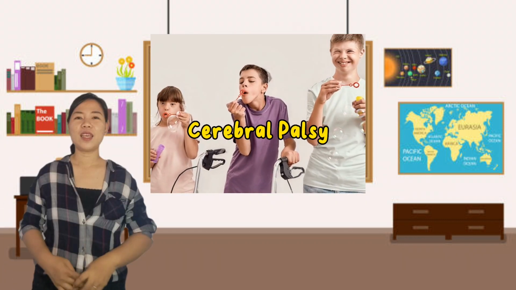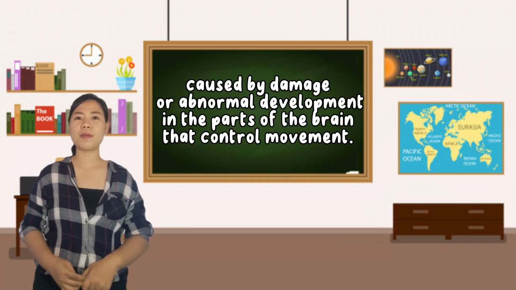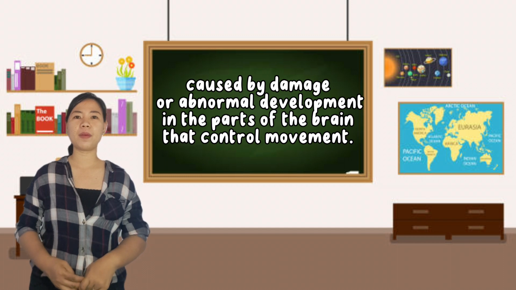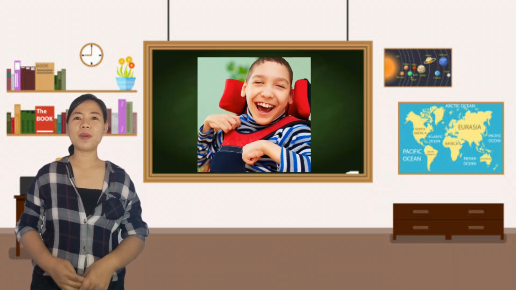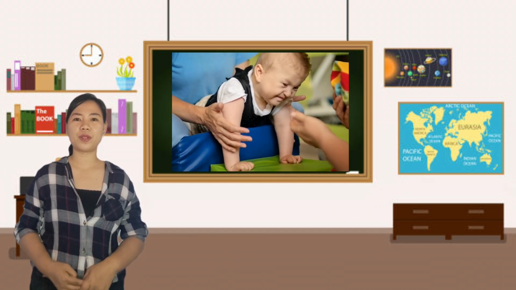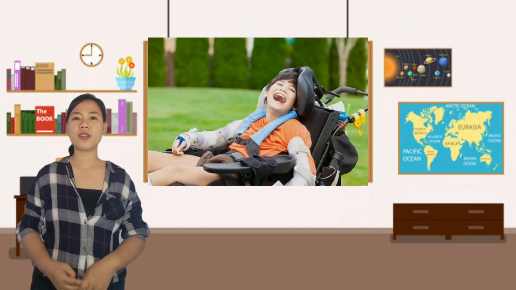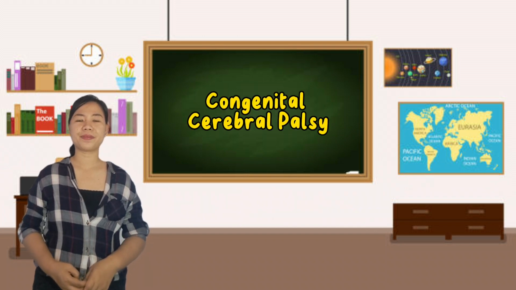Now, let's talk about cerebral palsy. Cerebral palsy is caused by abnormal brain development or damage to the developing brain that affects a person's ability to control his or her muscles. Cerebral palsy is caused by damage or abnormal development in the parts of the brain that control movement. The majority of children with cerebral palsy were born with a condition called congenital cerebral palsy.